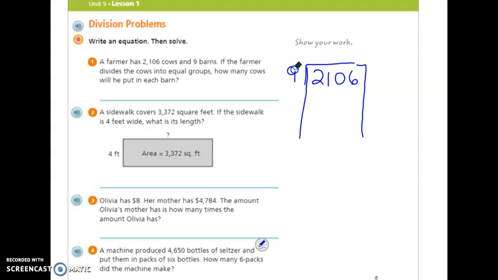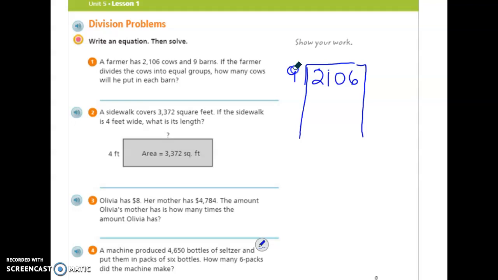I'm going to look at my first digit here. My first digit is a 2. Is 9 going to go into that 2? Can I take 2 and break it up into groups of 9? No. How about 21? Can I take 21 and divide it into groups of 9? I sure can. It won't go exactly. I won't have the exact amount, but I can take groups of 9 out of 21.